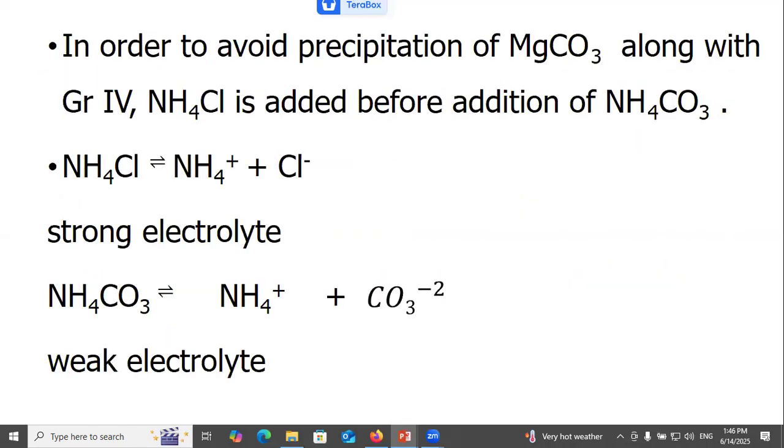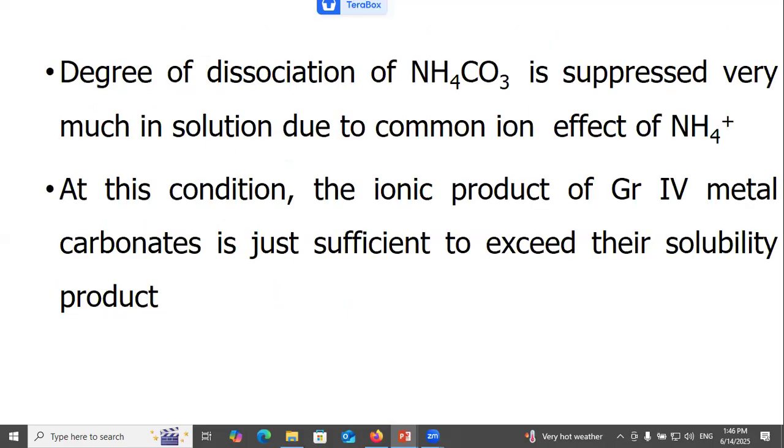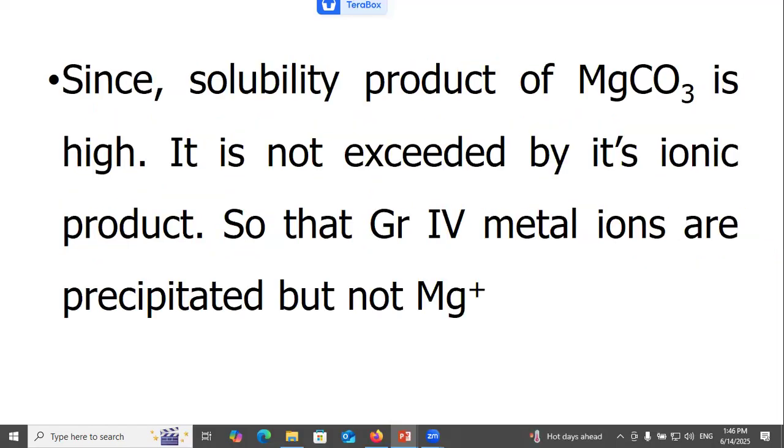In order to avoid the precipitation of magnesium carbonate along with group IV, ammonium chloride is added before addition of ammonium carbonate. Ammonium chloride dissociates as ammonium plus chloride, a strong electrolyte, but ammonium carbonate is a weak electrolyte. Degree of dissociation of ammonium carbonate is suppressed very much in solution due to common ion effect of ammonium. At this condition, the ionic product of group IV metal ion carbonates is just sufficient to exceed their solubility product. Since the solubility product of magnesium carbonate is high, it is not exceeded by its ionic product, so that group IV metal ions are precipitated but not magnesium.